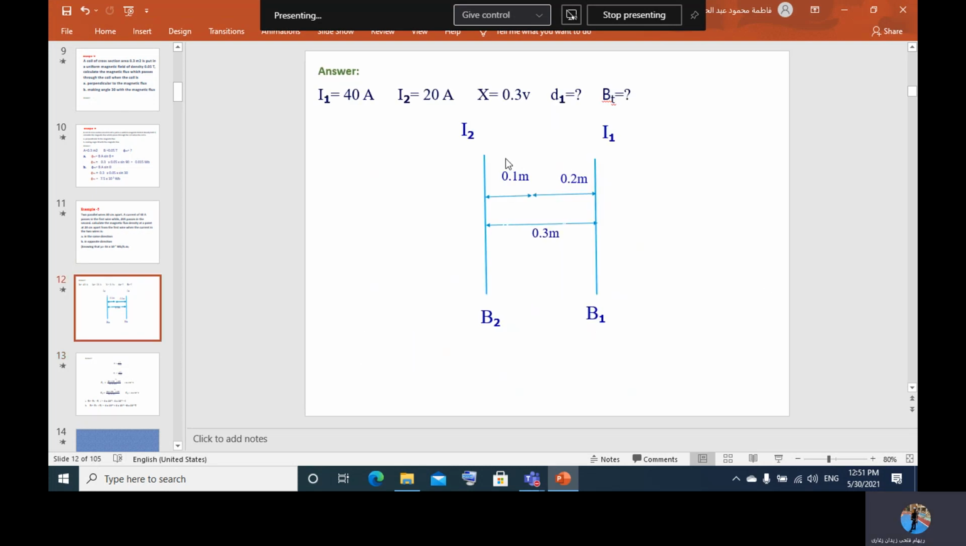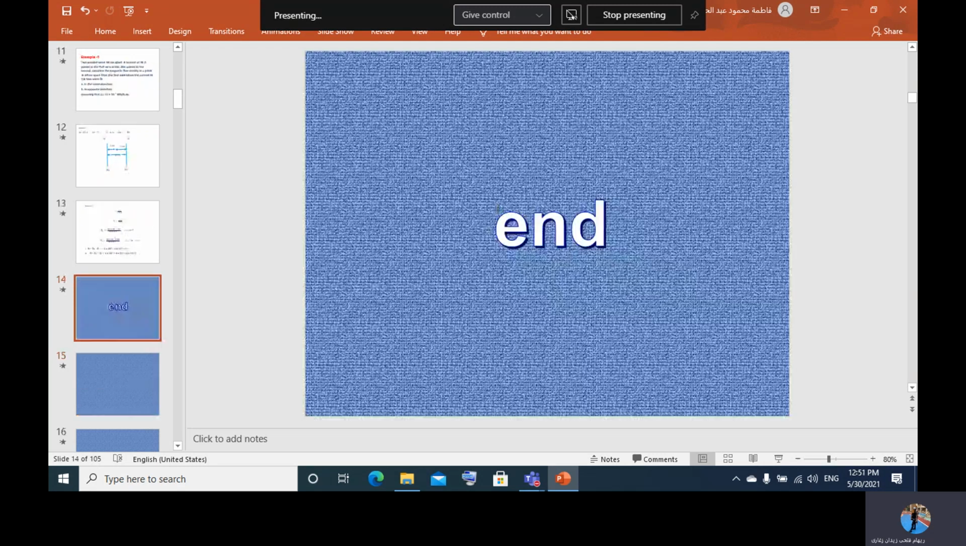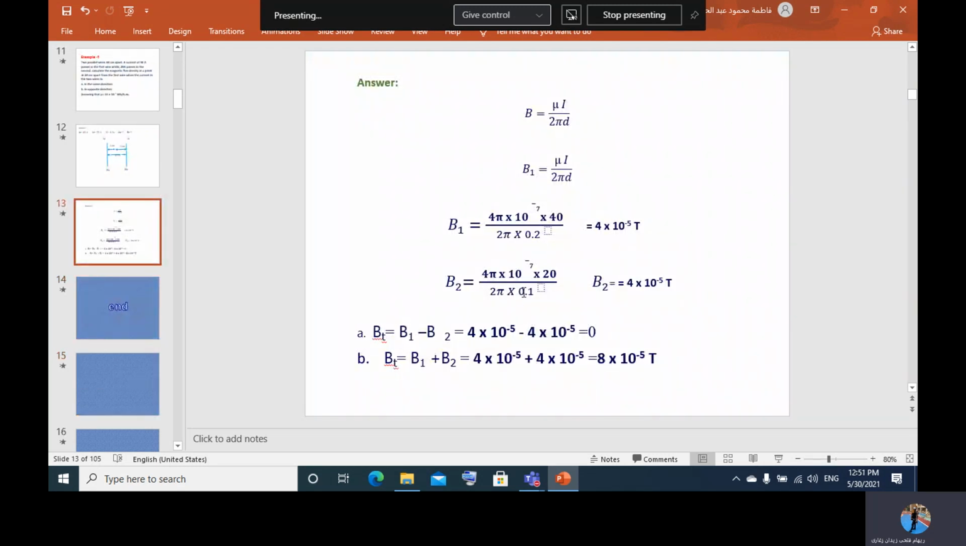Back to the diagram. Where did I get this from? 0.1 is here. This is the distance between the point I would like to calculate the magnetic flux density at, which I point at now, and the wire I2, the second wire. So back again, this is 2 pi times 0.1. Now I put all the numbers and calculate it. I will have B2 equals 4 times 10 to the power of negative 5.